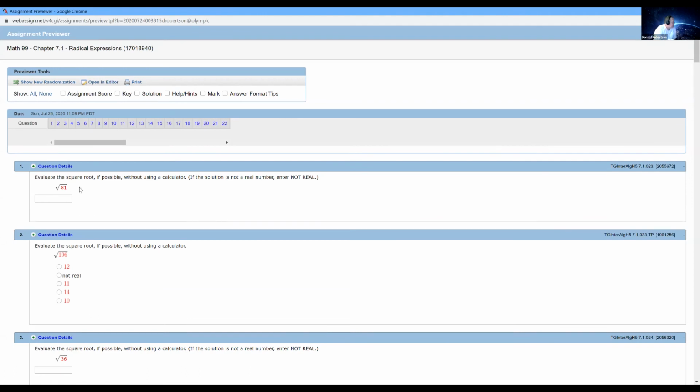Evaluate the square root of 81. And if it's not real, type in capitals, not real. Would you agree this answer is 9? And we're done. Well, that wasn't even 10 seconds, was it?